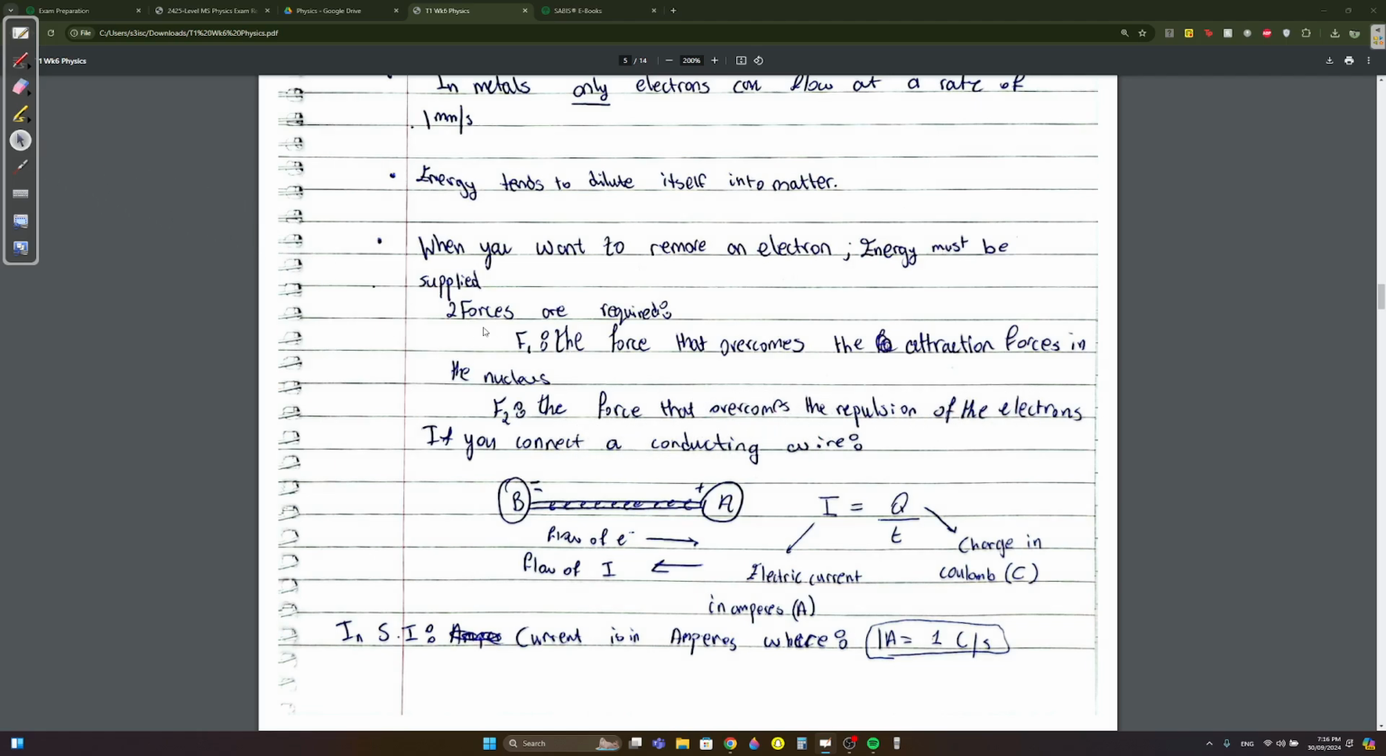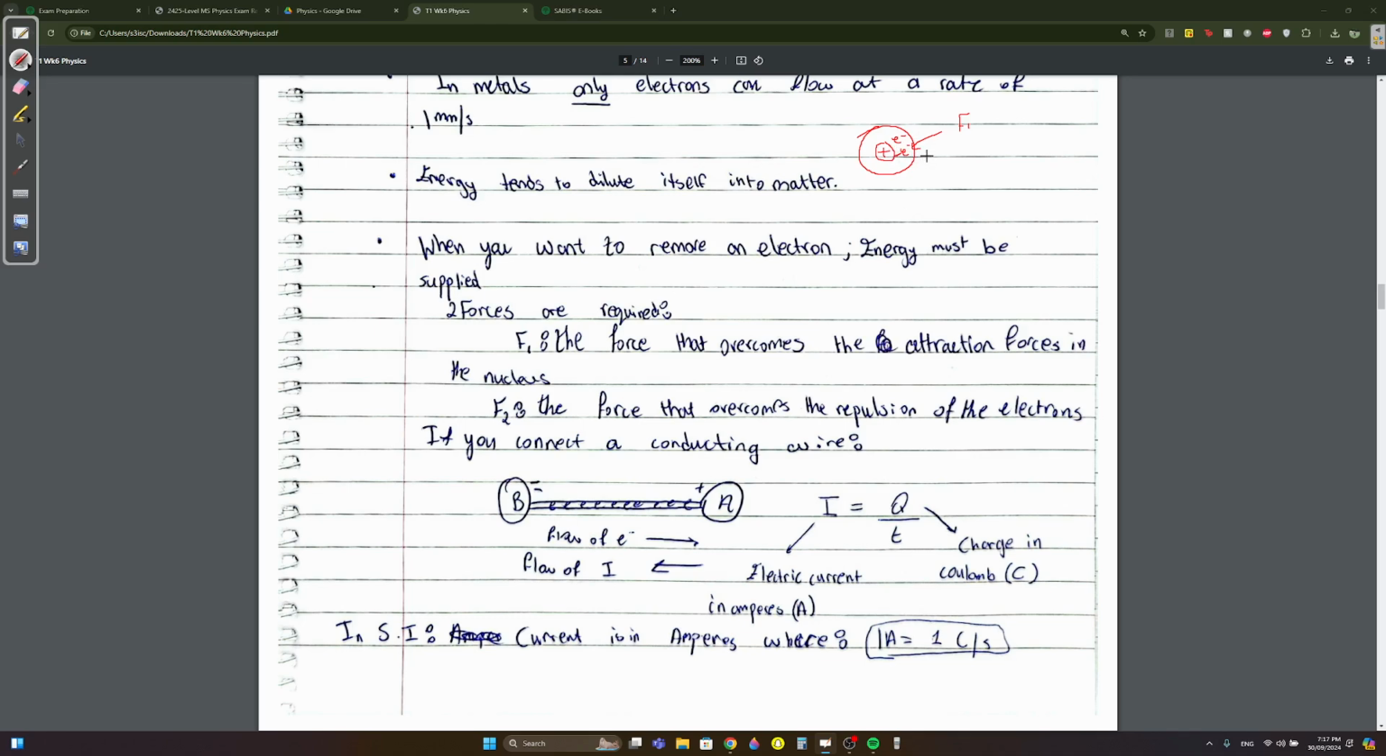Okay, let me show you. Over here, you have a positive nucleus and electrons, right? Let's say you want to remove this electron. You guys know that the positive nucleus attracts these negatively charged electrons. So first you need the force F1 that overcomes the force between the positive nucleus and the electrons, because there's a force holding this electron and this nucleus, right? So we have to overcome that.